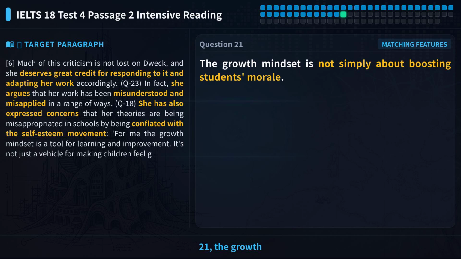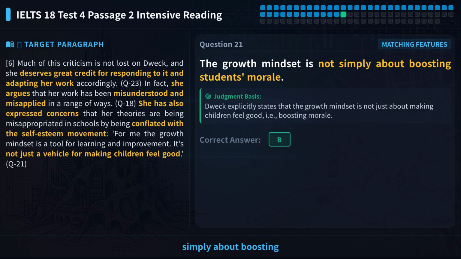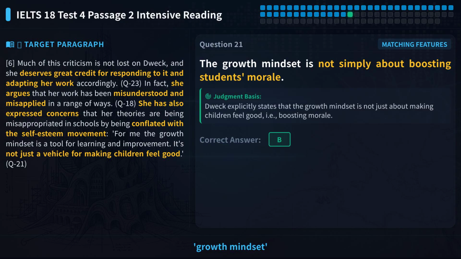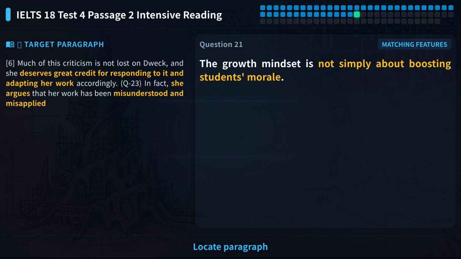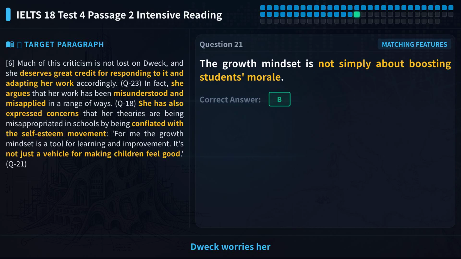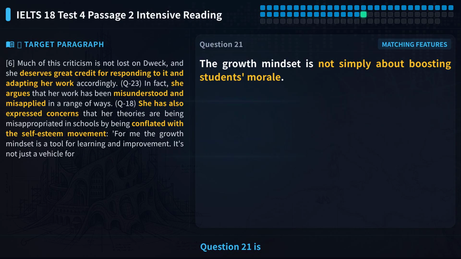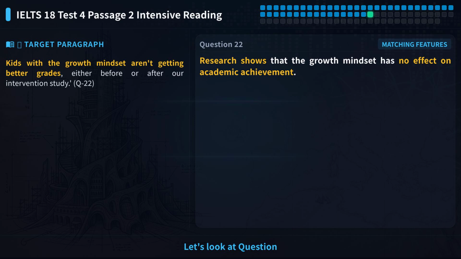Let's look at question 21. The growth mindset is not simply about boosting students' morale. Pause the video and choose who holds this view from the list. The core of the statement is the relationship between growth mindset and boosting morale. Keywords are not simply and morale. Locate paragraph 6. Dweck worries her theory is being mixed up with the self-esteem movement. She clearly says the growth mindset is a tool for learning and improvement, not just for making children feel good. So the answer to question 21 is B. Let's look at question 22.